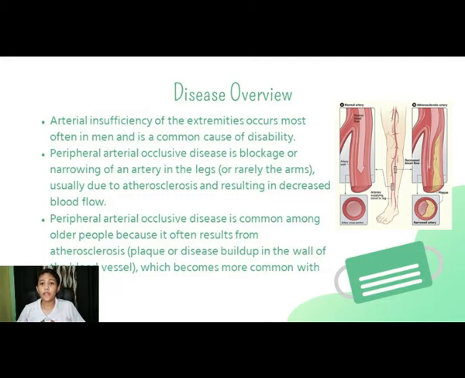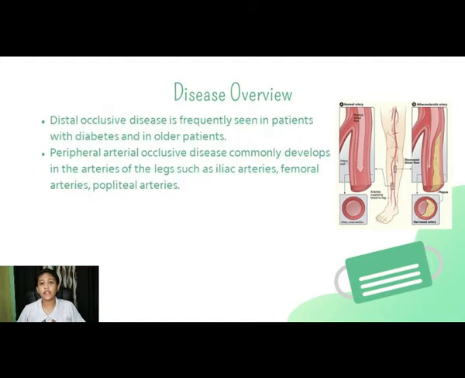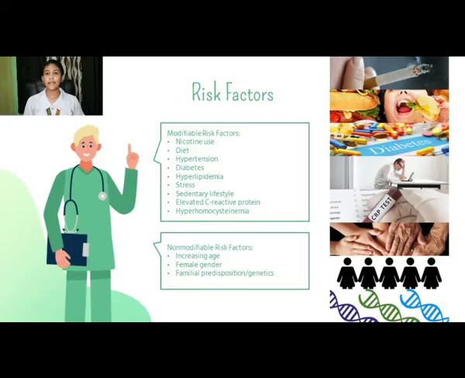In peripheral arterial disease, obstructive lesions are predominantly confined to segments of the arterial system extending from the aorta below the renal arteries to the popliteal artery. Distal occlusive disease is frequently seen in patients with diabetes and in older patients. Peripheral arterial occlusive disease commonly develops in the arteries of the legs such as iliac arteries, femoral arteries, and popliteal arteries. Let's now head on to the risk factors.